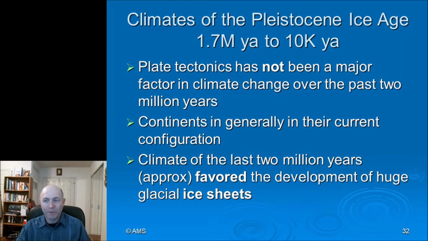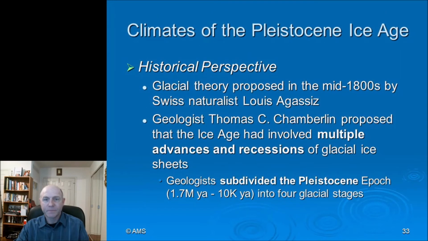And we have to remember that humans have not been around very long at all when we look at the entire history of Earth. So from a historical perspective, the whole idea of glacial theory has only been around for not quite 200 years. All right, that there have been multiple advances and retreats of glacial ice over the past 1.5 million years.